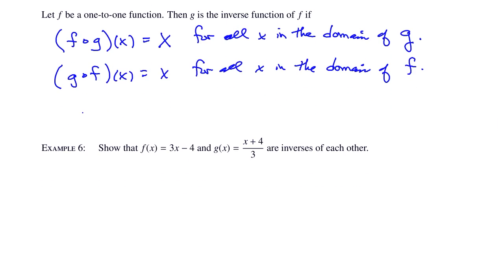The notation here, g is equal to f inverse. So that's a little -1 as an exponent. Now, don't get confused. The -1 is not an exponent. It's in the same position as an exponent, but it is not an exponent. That is strictly just inverse notation.